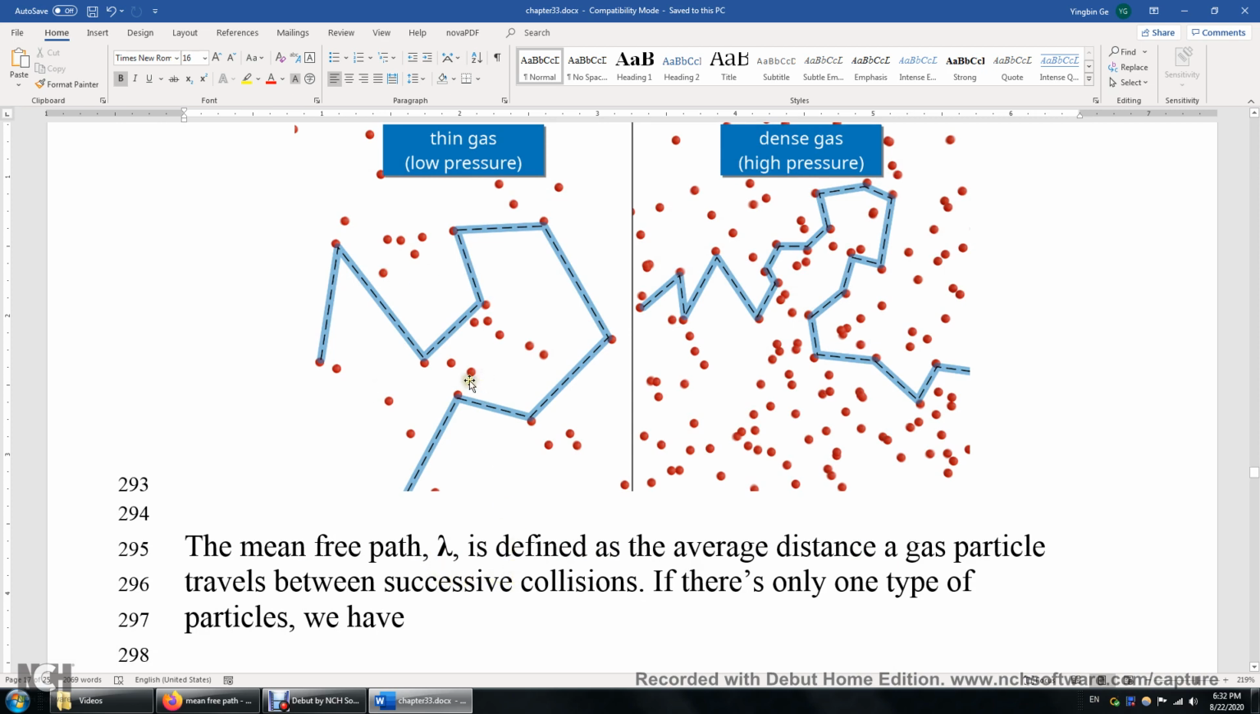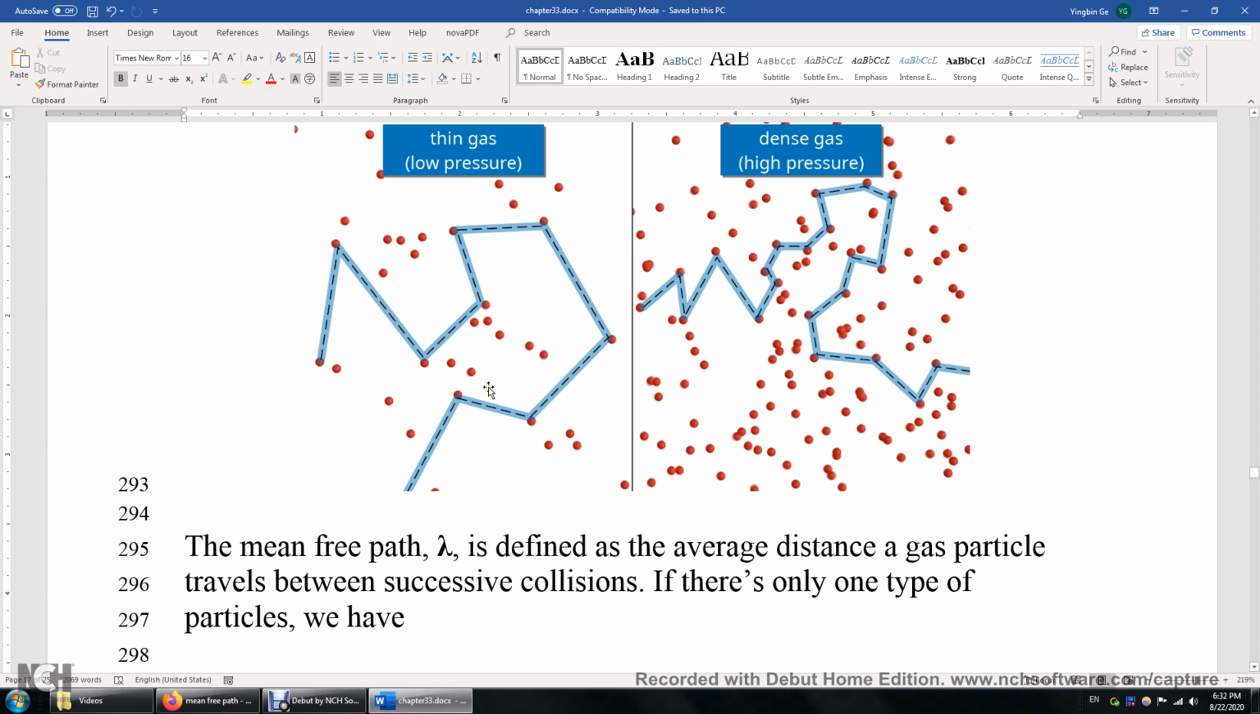All right? And by comparing these two pictures, you understand if we have a denser gas, there are going to be more collisions, and these segments are shorter. You have a smaller mean free path. Well, if you have only one gas particle in the container, of course, the mean free path is infinity. It's not going to collide with any other particles.